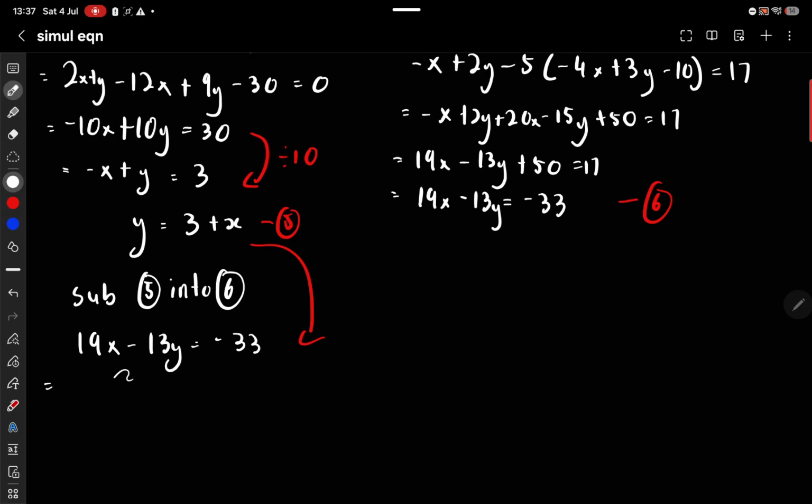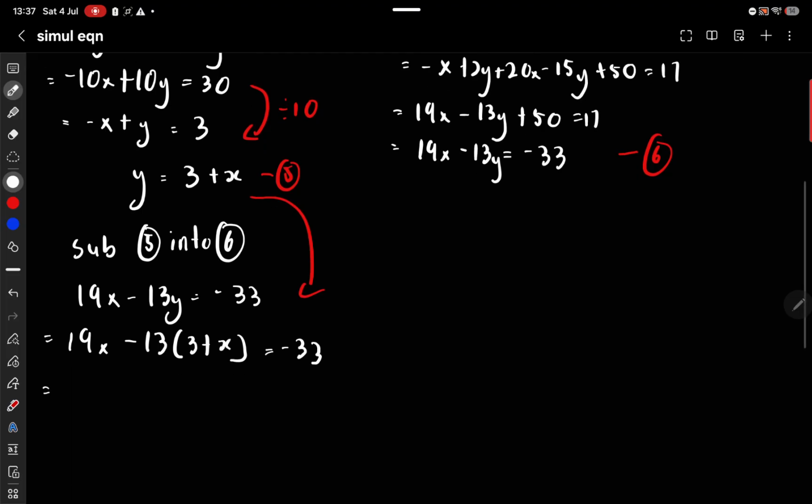So essentially 19x minus 13. So our y will be subbed in by 3 plus x equals to negative 33. So here, what will happen here is 19x will remain. Negative 13 times 3 would be negative 39, if I'm not wrong. Yes, it is. Okay, 39. And then negative 13x.